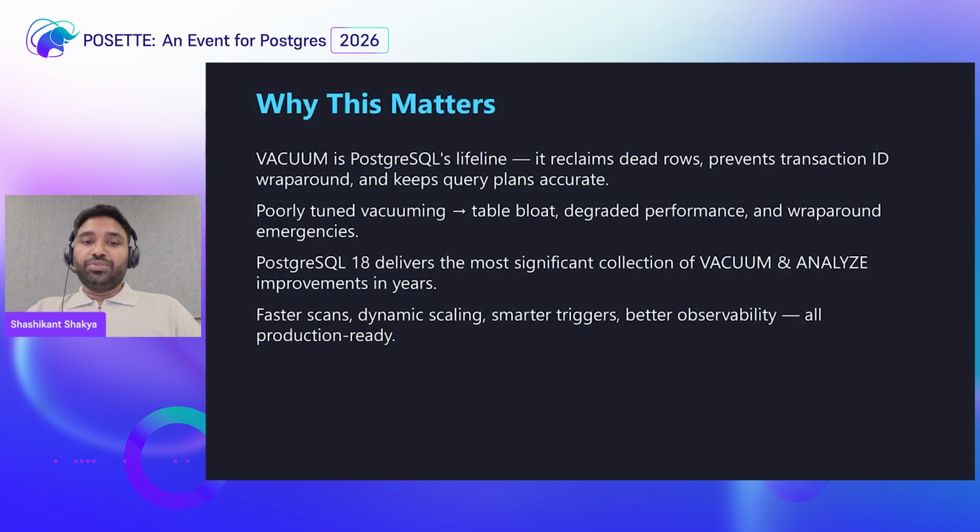PostgreSQL 18 delivers the most significant collection of vacuum and analyze improvements in years. What we are talking about is faster I/O, dynamic scaling of autovacuum workers, a smarter way of triggering autovacuum on tables, and better observability. Now, all of this is production ready in PG18. We're going to cover all of these features in more detail in upcoming slides.